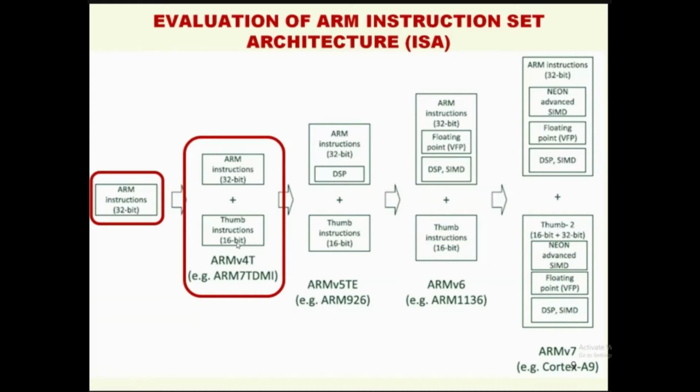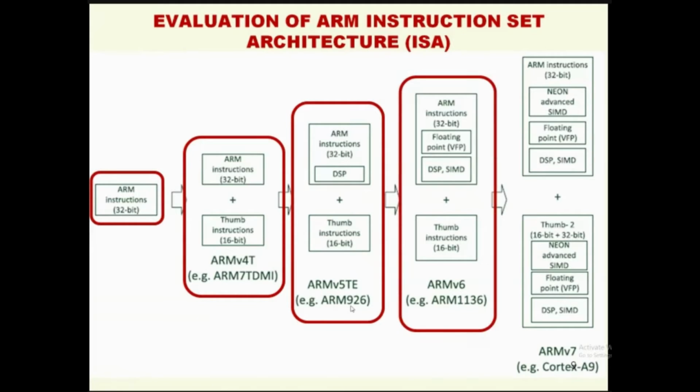Then again we go to version 5. In this version 5, the same 16-bit Thumb instructions are used, and here you can see ARMv5TE. T denotes Thumb, and there is an E. E means extension. What do you mean by extension? DSP instructions are there, such as multiply-accumulate instructions, which are mandatory for our signal processing applications. Version 5 architecture has Thumb instructions along with the extension, which is available in the ARM9 core of processors.